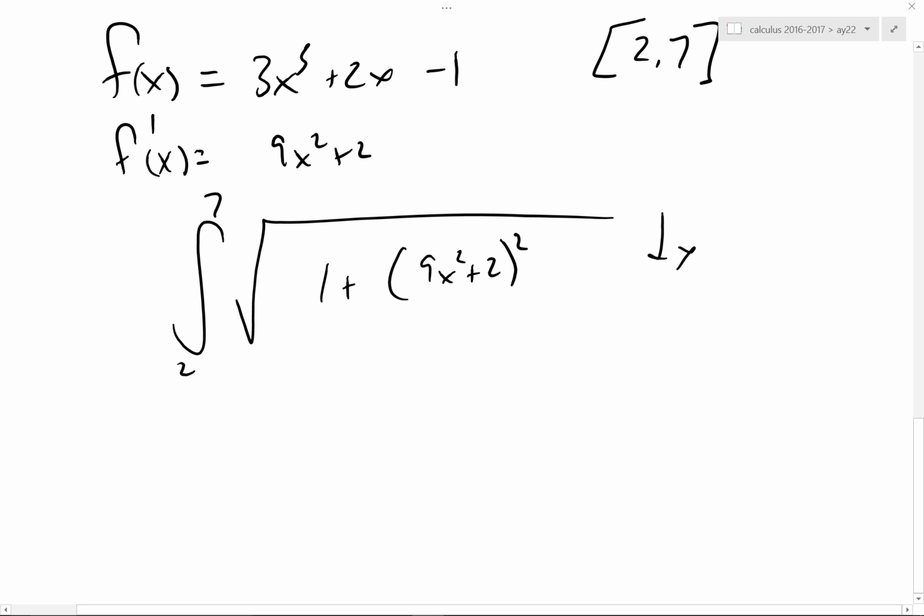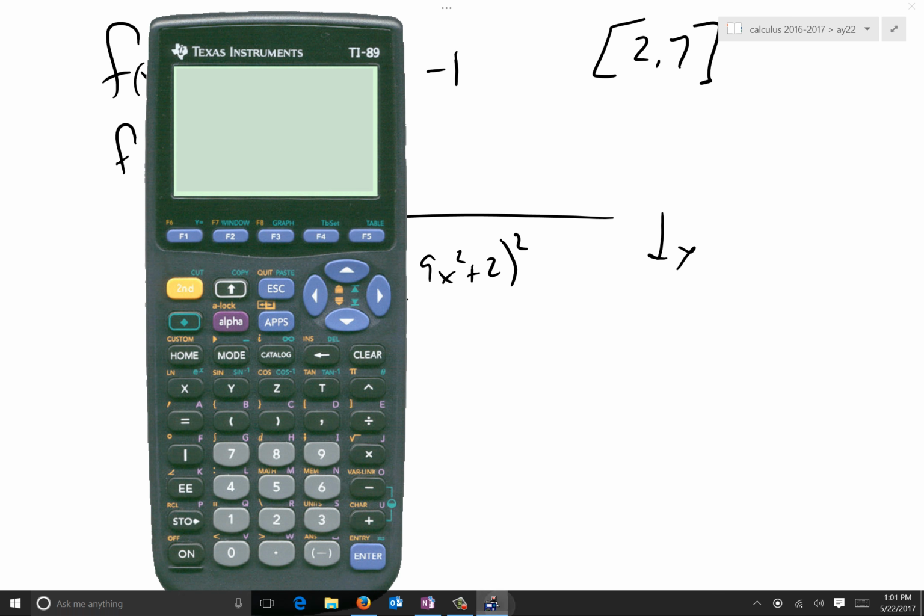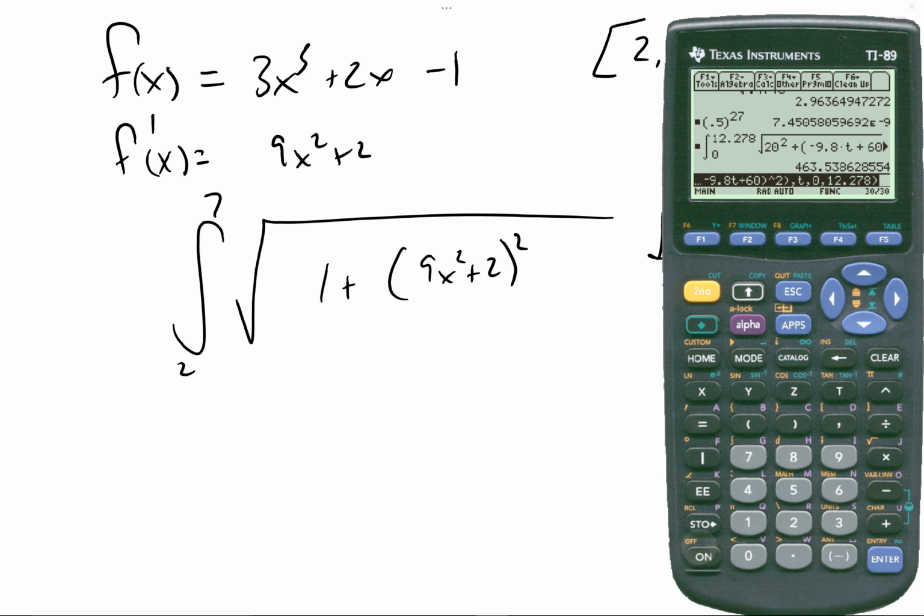Now, notice that if I was doing this on my calculator, that's all I need to do because I can just literally plug it in the way it looks. So it goes like this. Integrate square root of 1 plus (9x squared plus 2) squared, comma x, comma 2, comma 7. Bam, 1015. You're right. That's one way I could do it.